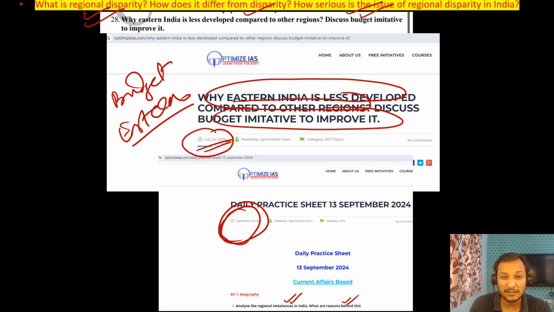What is this regional disparity? What is this regional imbalance? I have discussed a lot of times. People who have attended my DPS classes, they can tell me. Okay, so this was also directly from the current affairs.